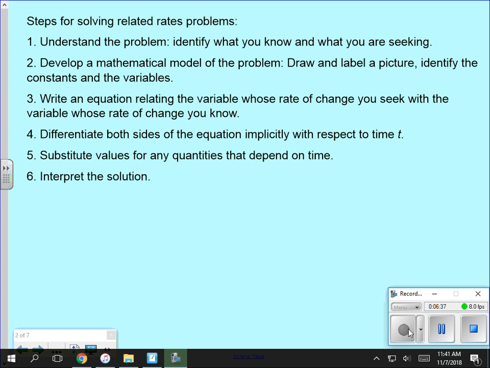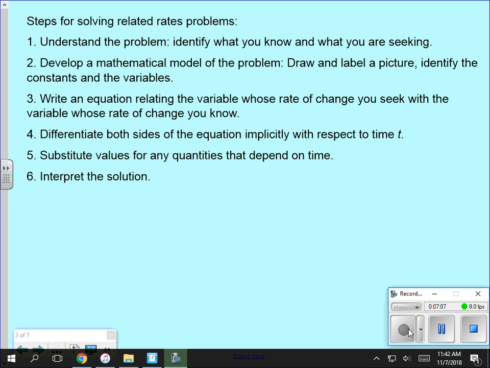2, develop a mathematical model of the problem. Draw and label a picture. I cannot emphasize enough, draw and label pictures of what's going on. It will help you tremendously. It really makes a difference. Identify the constants and identify the variables. Some things will change, some things won't. Some things are constant. They have a numerical value that does not change.